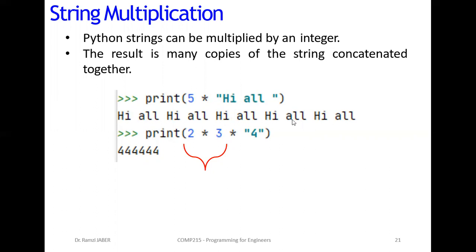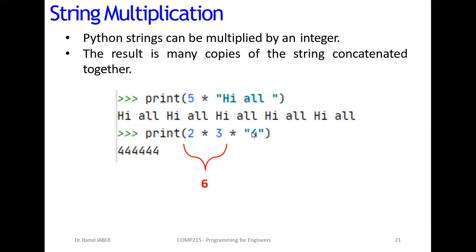Hi all, hi all, hi all, 5 times. We have a space here: hi all, space, hi all, space. So this star is not multiplication for numbers. It's multiplication that repeats the output for the string. Also, if you have print 2 times 3 times 4 between quotation, here it's a text.